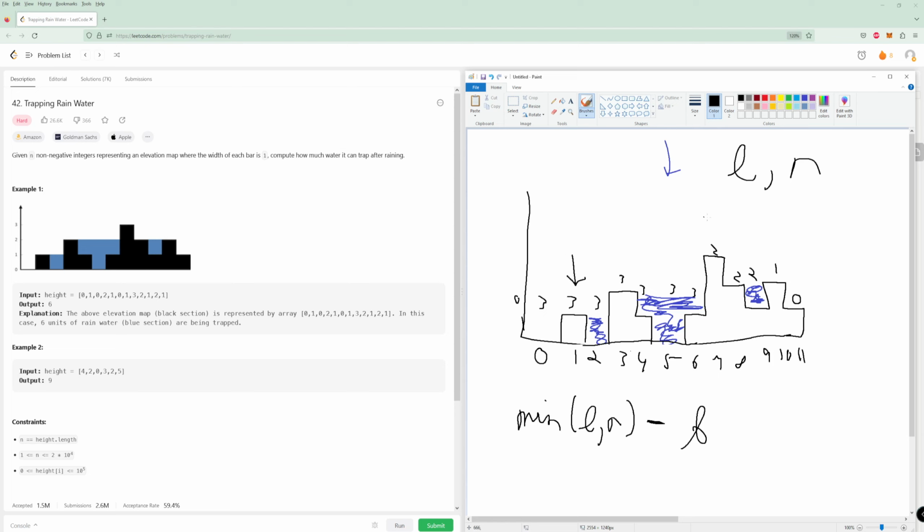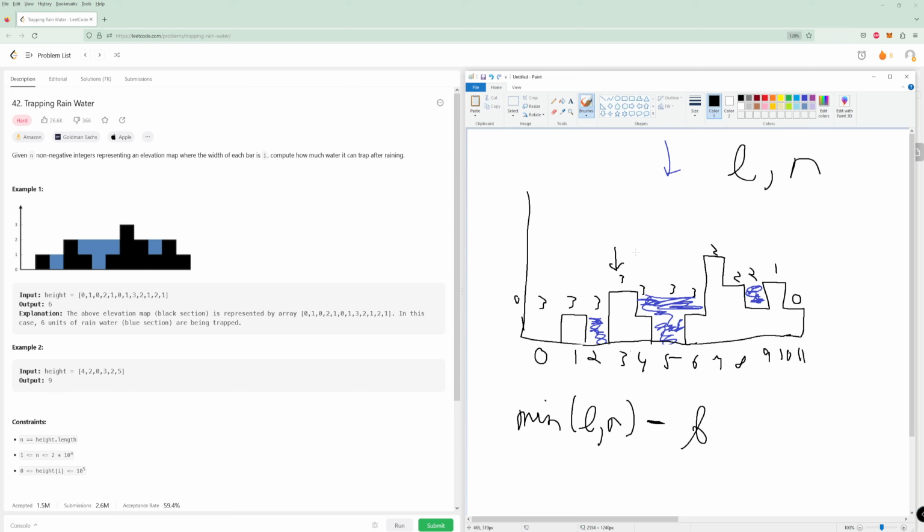The right wall, by the way, up until this point is going to be 3, and the left wall is going to be changing, right? So the left wall is 0, so that's done. Okay, so we don't have to do anything there. Now here, the left wall is 1, and the right wall is 3. So the minimum is 1, minus however many blocks we already have. We don't have any blocks, so that's going to be 1 unit of water. Now we keep going.